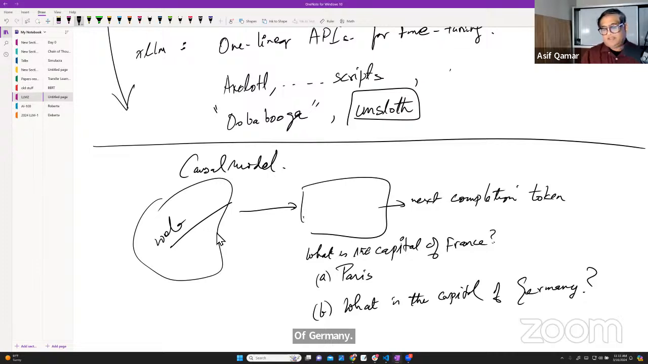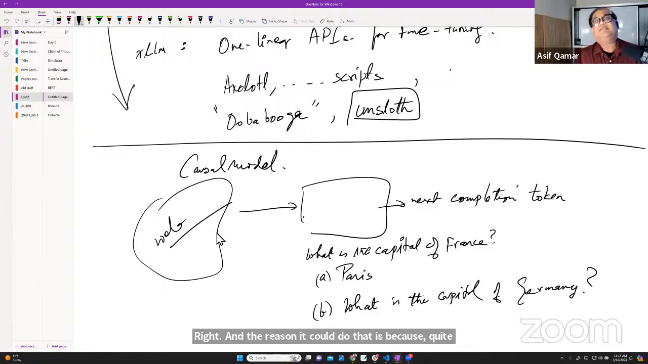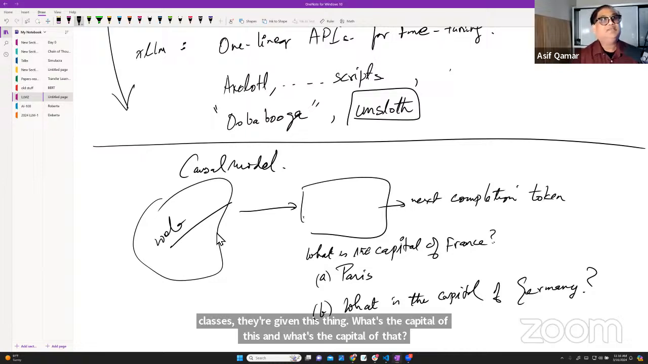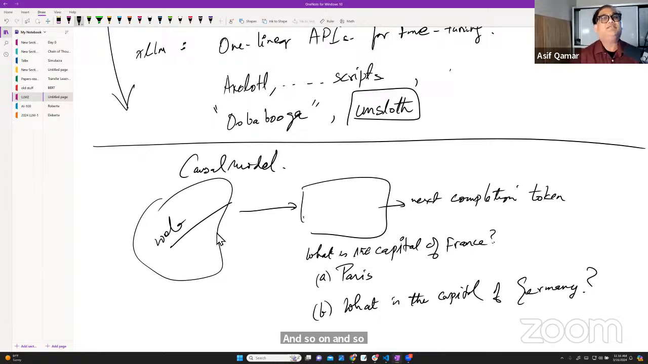The reason it could do that is because quite often questions exist on the web as quizzes, as lists. Students are given, I suppose in geography classes, questions like what's the capital of this and what's the capital of that, and so on, and they're supposed to answer them. So if you train it as a next token prediction model as a single transformer, then it could produce Paris, or it could produce what's the capital of Germany. That raises a question: how do you predispose it to pick A over B?